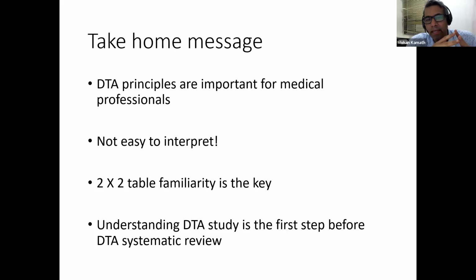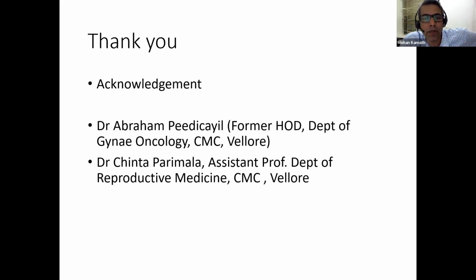But as I would say, the principles, just the 4 terms we need to first understand. But I can tell you, it's not easy to interpret. You need to have those numbers, the PPVs and all, on your fingertips. It's not easy at my age. Probably the youngsters would keep that. 2x2 table familiarity is very important. Without that, it's not easy. But I would say that join in, start reading DTA studies, and then things would become easier.